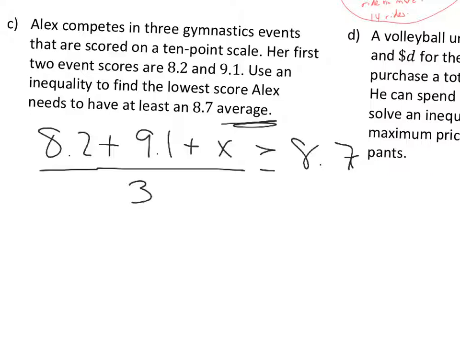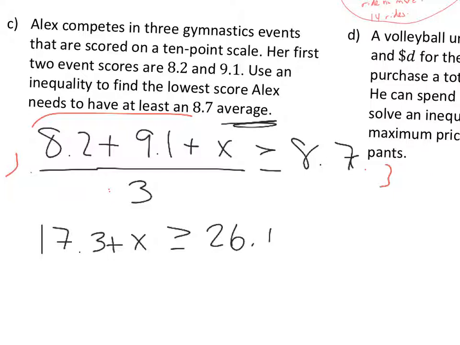If we drop the equation and solve, I need to first get rid of the fraction, the division, so I'm going to multiply both sides by 3. I'm also going to add these pieces together here, 8.2 plus 9.1, so I can save some time. So next I'm going to have 17.3, again adding 8.2 and 9.1, plus x, I don't know what that is yet, is greater than or equal to, and then I was multiplying both sides by 3, which gets me 26.1.